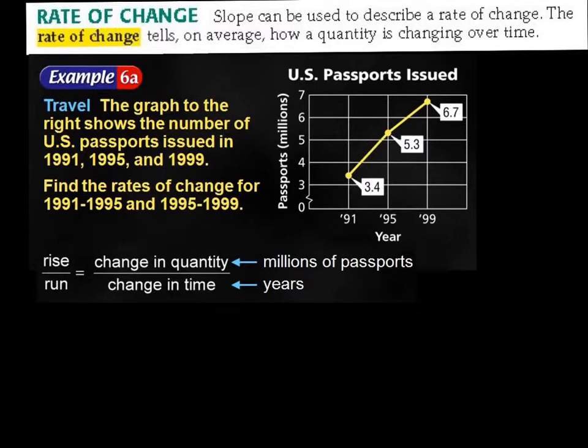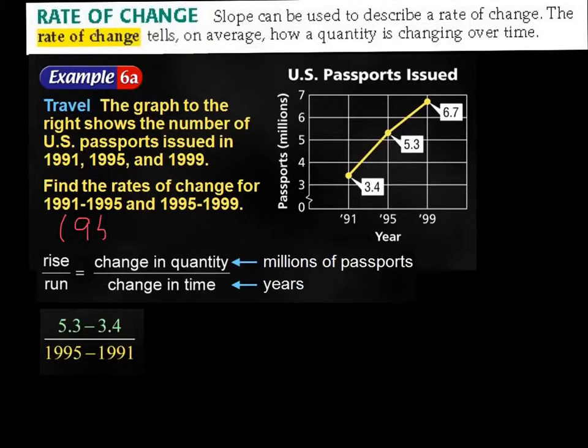Okay, rise over run, and this time it's change in quantity, so change in millions of passports over change in time. So in 1995, there were 5.3. In 1991, there were 3.4. So we could have 2 ordered pairs right there. Our independent variable is going to be the years. So 95 was 5.3, and 91 was 3.4.